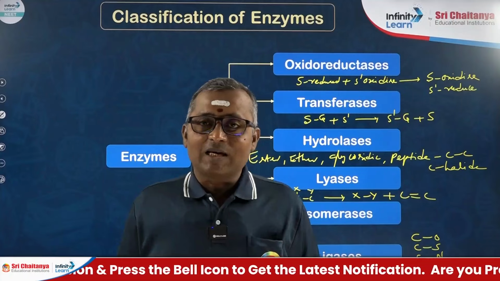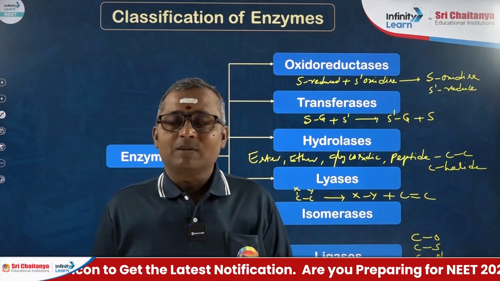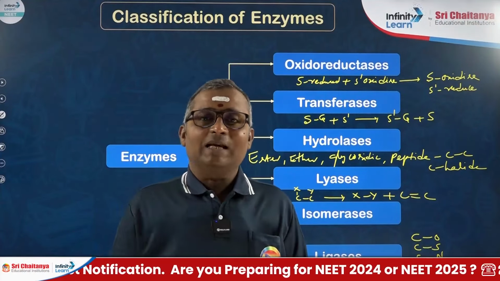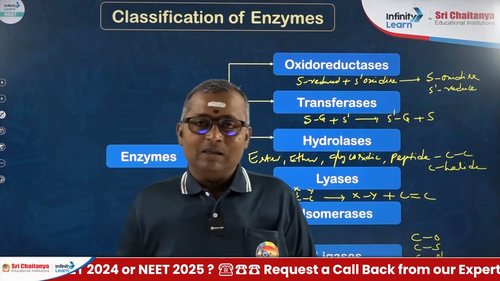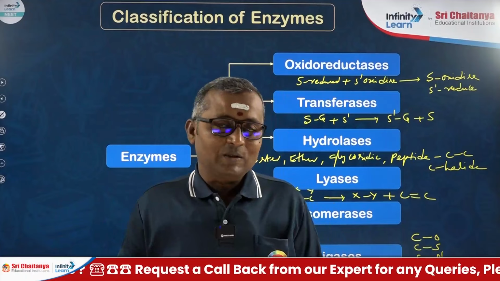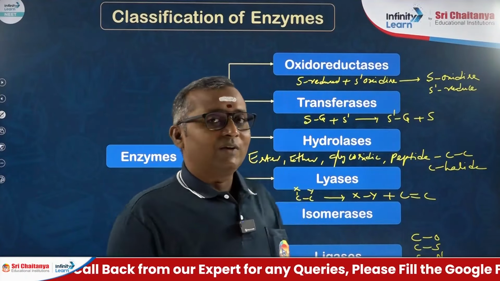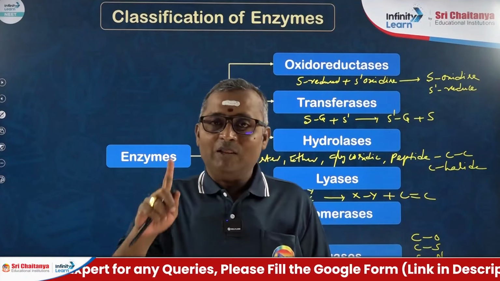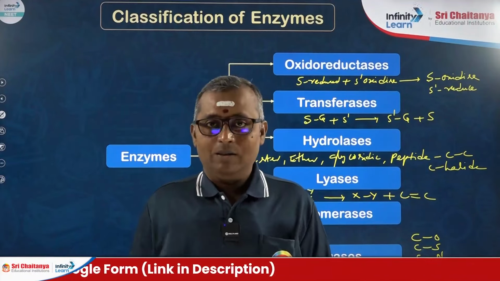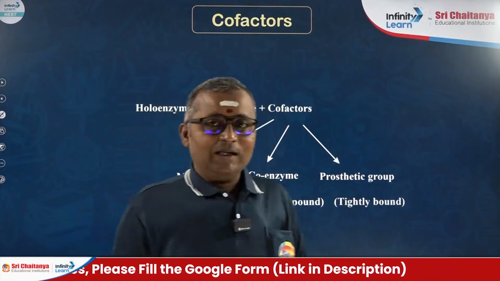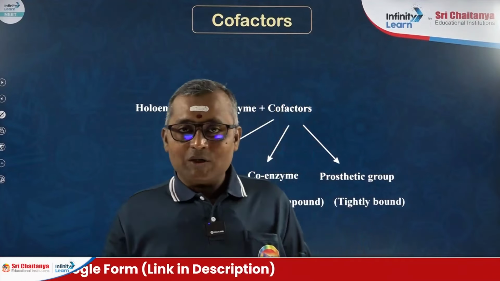So these are the various kinds of enzymes which are classified into 6 classes, and each class is further divided into subclasses. There are 4 to 13 subclasses. On the basis of this classification, every enzyme is given a 4-digit code or 4-digit number. Cofactors are another important aspect under enzymes.